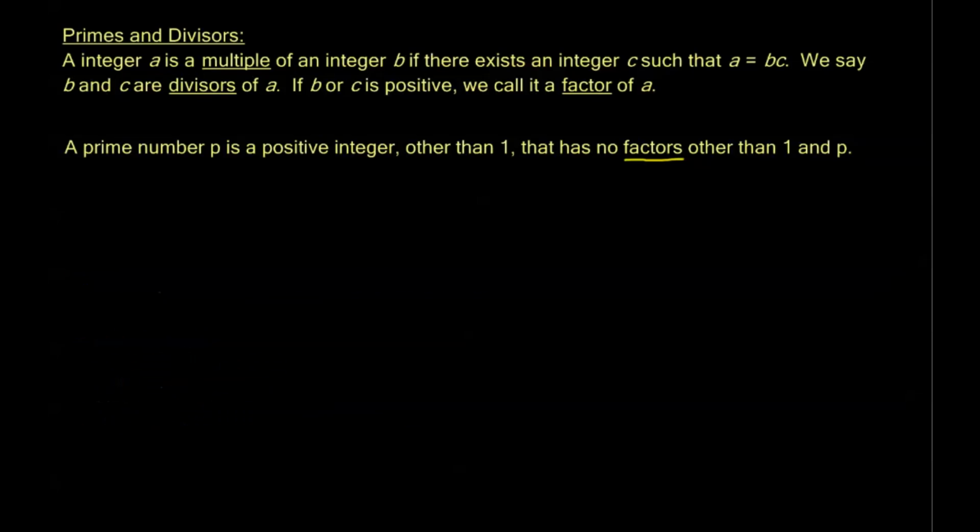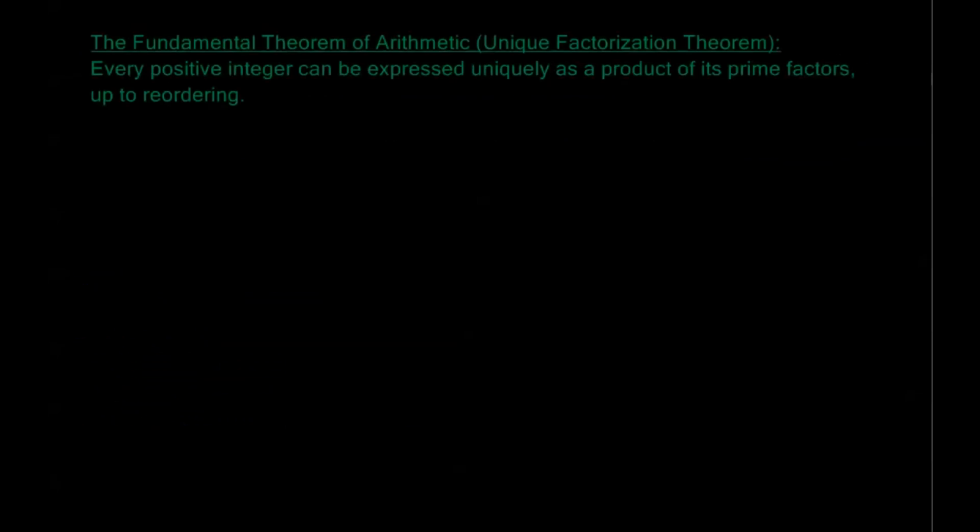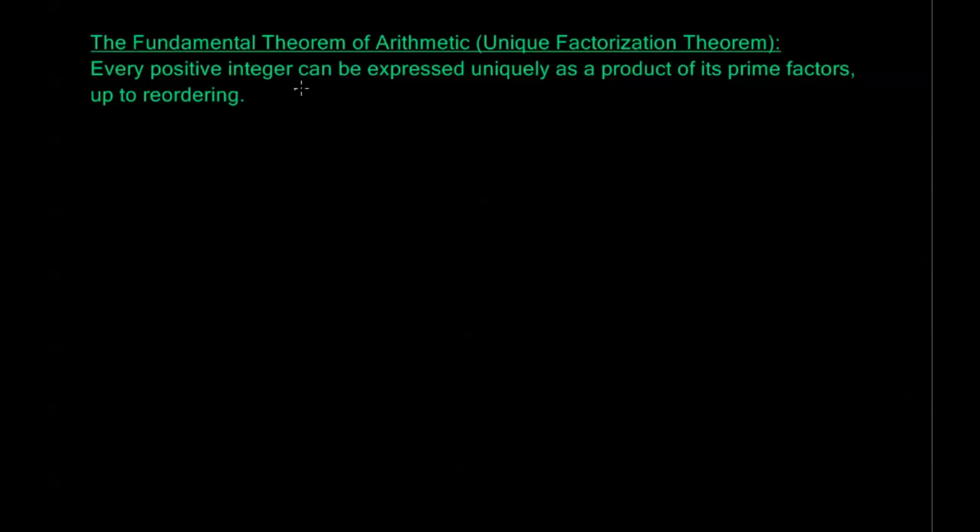Now we have what's called the fundamental theorem of arithmetic, if you recall this from our preliminaries. The fundamental theorem of arithmetic, sometimes called the unique factorization theorem, says that every positive integer can be expressed uniquely as a product of its prime factors up to reordering. Let's have an example of this. All that this is saying is if I have some number like 48, I can factor 48 uniquely up to reordering. And what that means is that if I change the order of the factors, that's still the same factorization. All we're concerned with are the actual factors themselves.